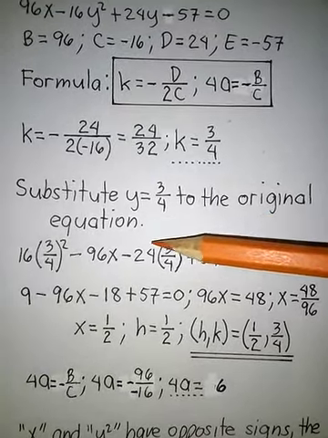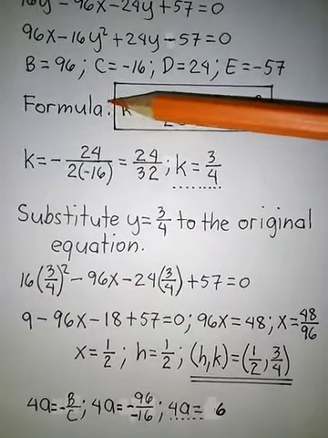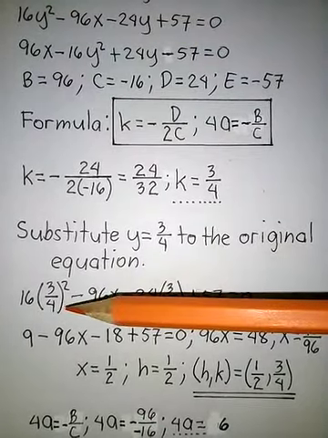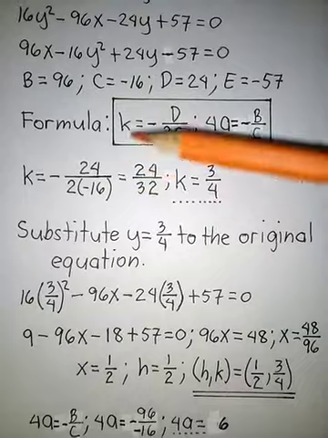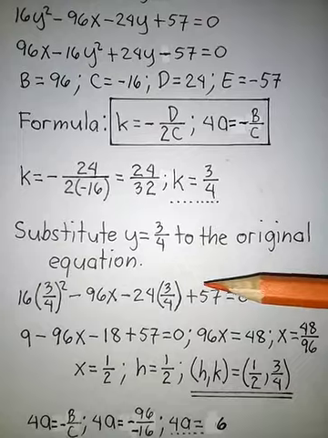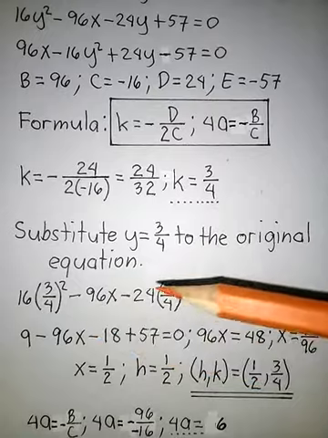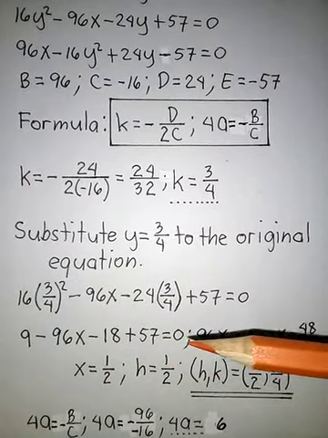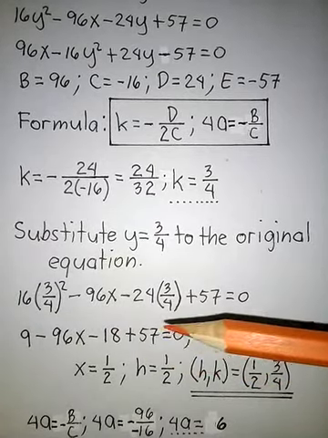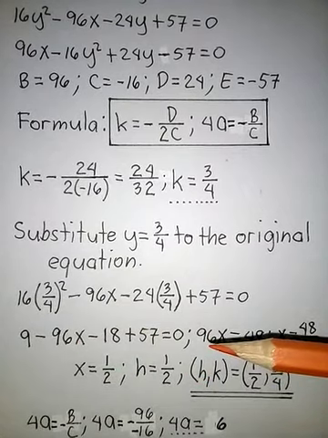So, we will have 16 multiplied by y squared, so that will be 3/4 squared, minus 96x minus 24 multiplied by 3/4 plus 57 is equal to 0. So, simplifying this, we will have 9 minus 96x minus 18 plus 57 is equal to 0. And then, let us change the sign of negative 96x. So, this will become positive 96x.